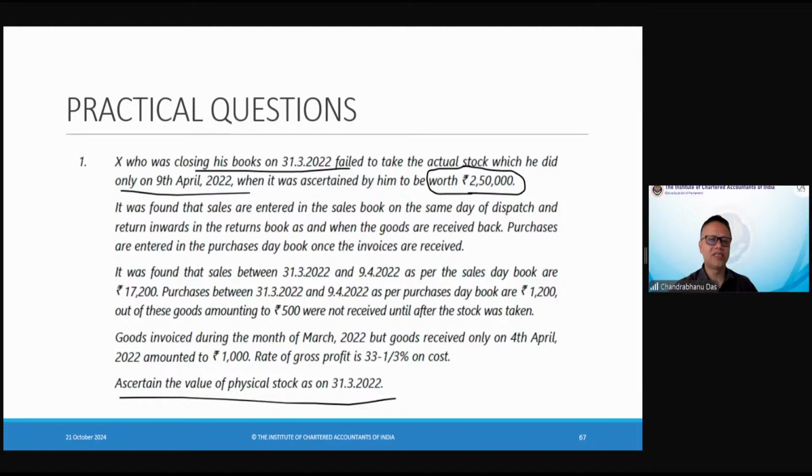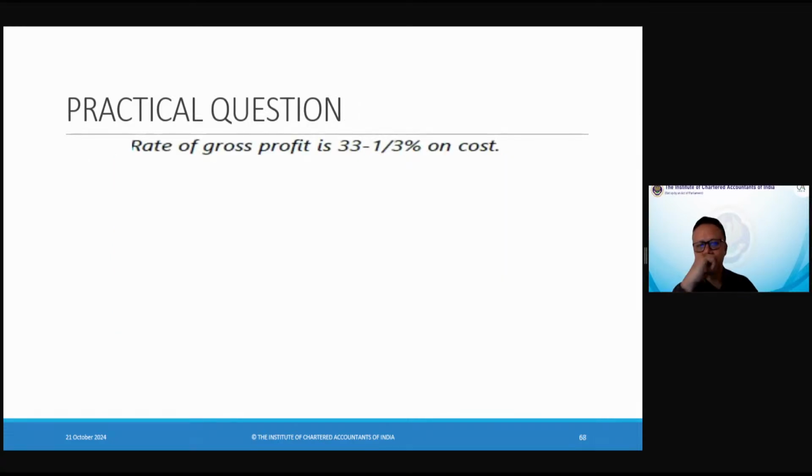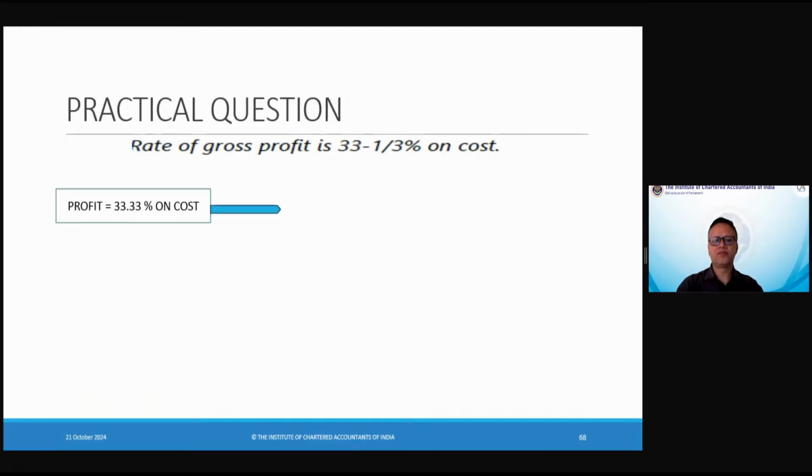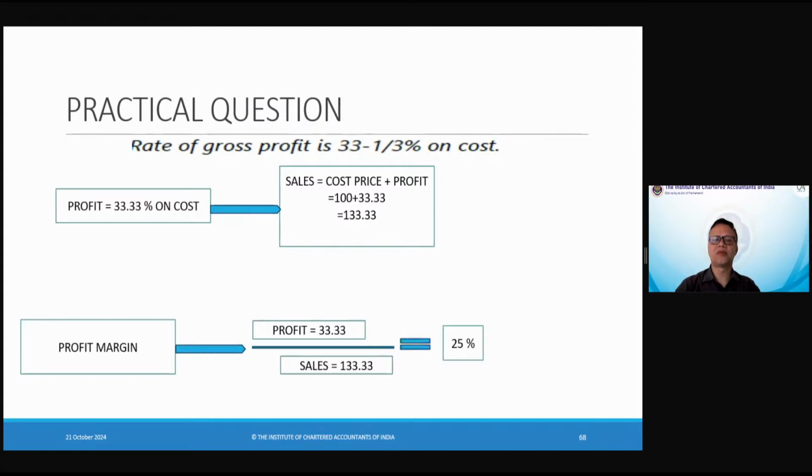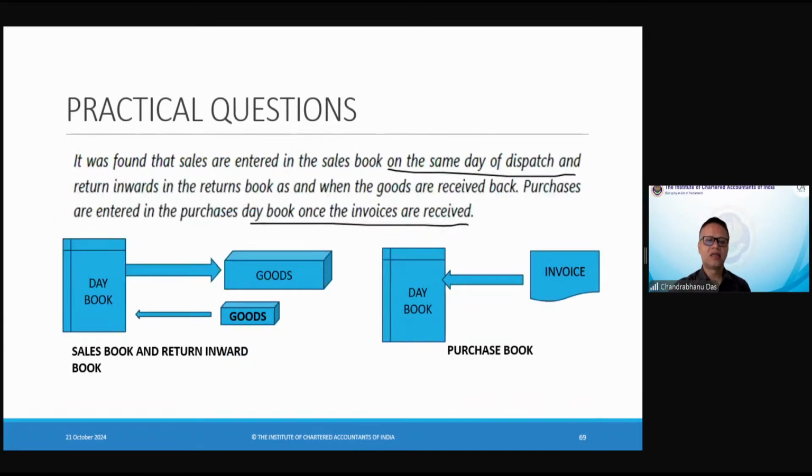If you see among all these points, first of all, while attempting such type of question, target the rate of gross profit. See what is given. Is it on cost or is it on sales? Sales means job done, nothing is required. But if it's on cost, immediately convert it into sales. So here you can see the rate of gross profit is given as 33.13% on cost. So you immediately convert it into profit margin on sales, and you get 25% profit margin. So immediately when you see such type of question, first of all, convert it into profit margin on sales.